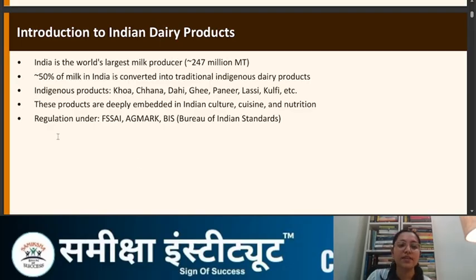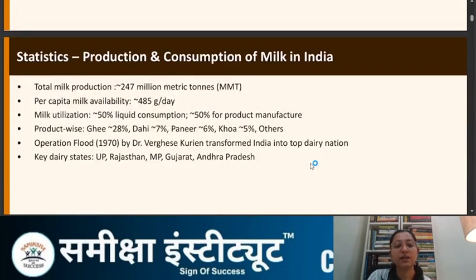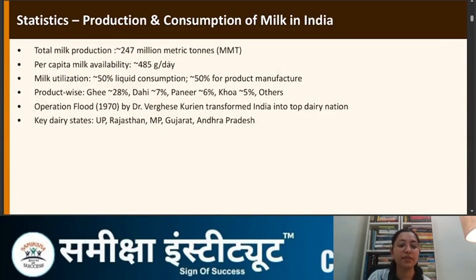Then, as already discussed, I have revised these statistics again. These should be at the tip of your tongue. You should know this very well. Since I've already mentioned, the total milk production is 247 million metric tons. Then per capita milk availability is 485 grams per day. This is the average value for the whole of India. However, it varies from one location to another. And milk utilization as well.